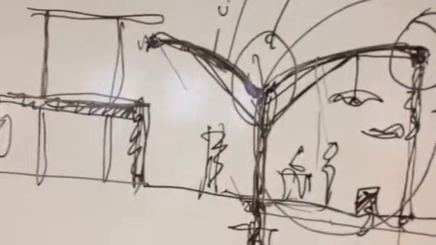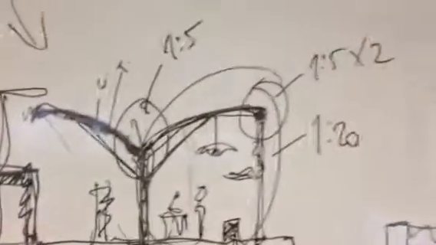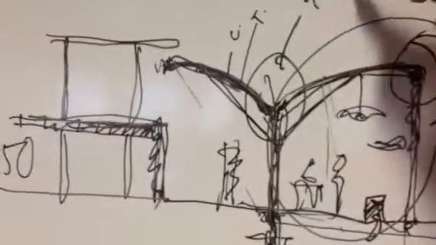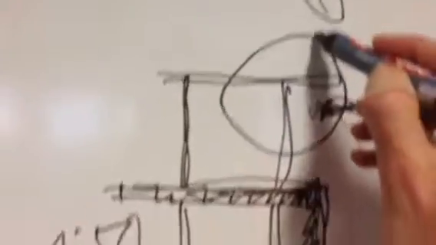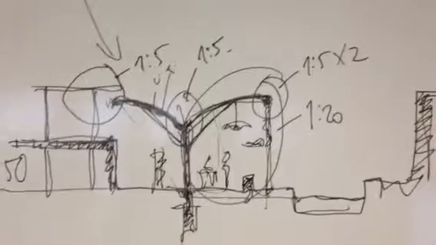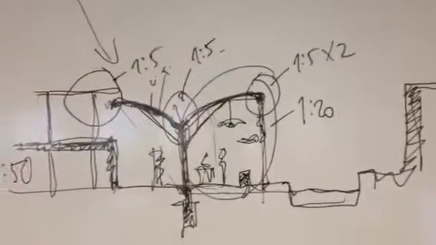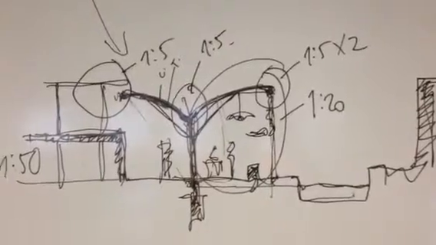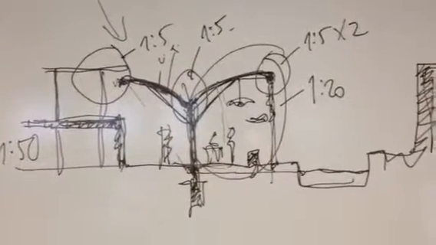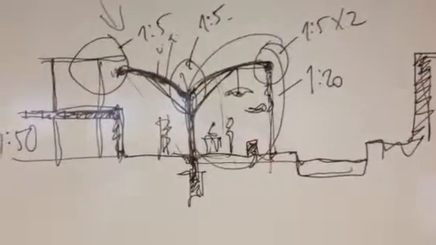I'm actually going to do two of those details there. I'm going to do one investigation there, and I've also got this kind of interesting relationship happening here, so I'm going to do a 1 to 5 of that. So as you can see, I'm starting to break down the project into different scales. I'm starting to investigate different parts of it, but it's all part of the same scheme, right?